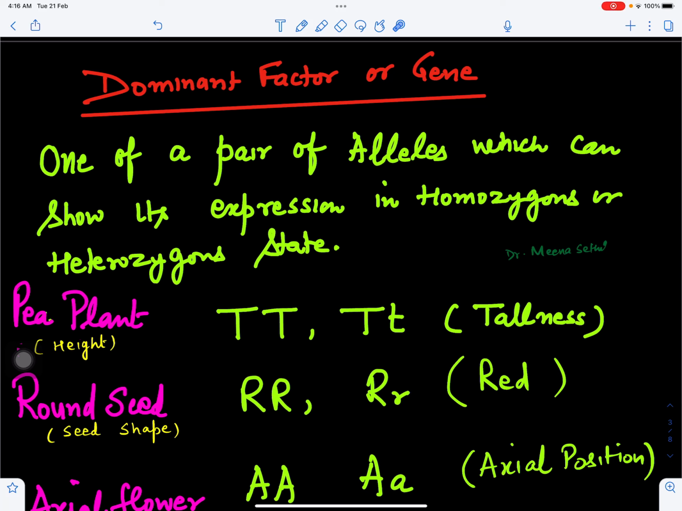A gene controls a character in an organism, and a gene has two alternate forms called alleles. Out of the two alleles, one is dominant and the other is recessive. A dominant allele will show its expression in the homozygous or the heterozygous state. So we can define a dominant factor or gene as one of a pair of alleles which can show its expression in the homozygous or heterozygous state.